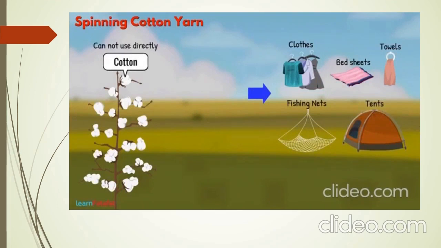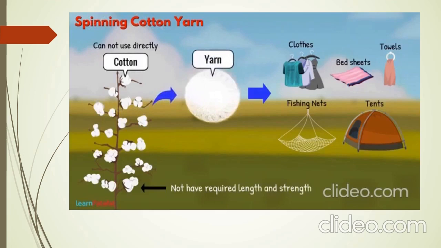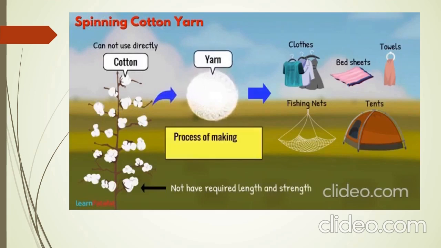It is because they do not have the required length and strength. We need to convert cotton fibers into yarn. The process of making yarn from cotton fibers is called spinning. You can do it at your home as well.